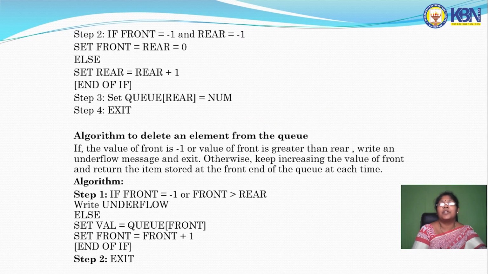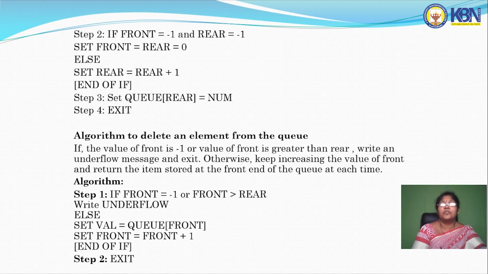Then let us go for the next one. If front equal to -1 and rear equal to -1, that means front and rear are both -1, so no elements are there. So set front equal to rear equal to 0, the 0th location, the first location. Else set rear equal to rear plus 1. Plus 1 means the next location, and then the next to next location. Set the queue of rear equal to the number, then exit.